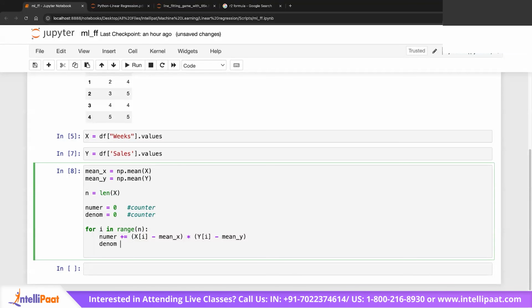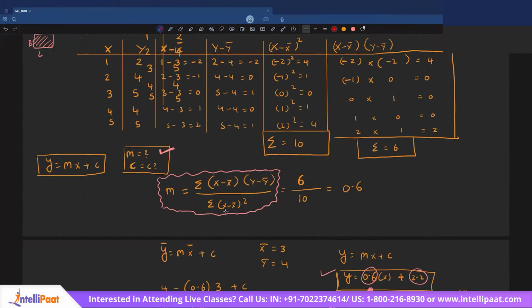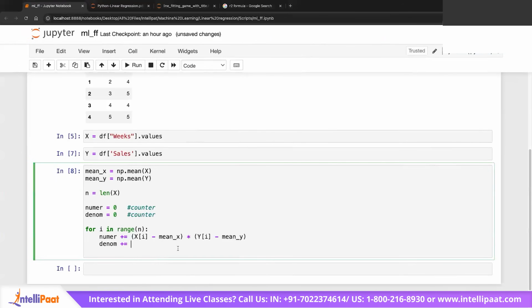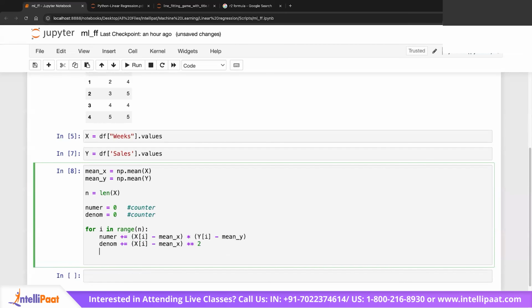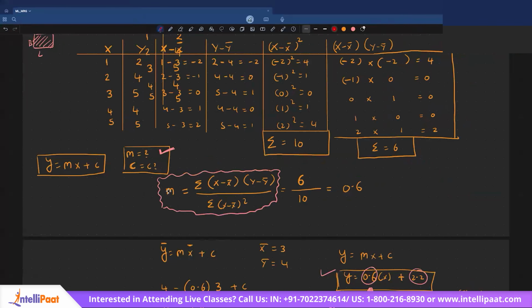Denominator plus equal to, what is going to be the denominator? Look at the formula. The denominator was X minus X bar the whole square. So how do you write X minus X bar the whole square? Can I say this is x minus x bar the whole square? Okay. If I come outside the loop to calculate the value of m, do I need to divide numerator by denominator?